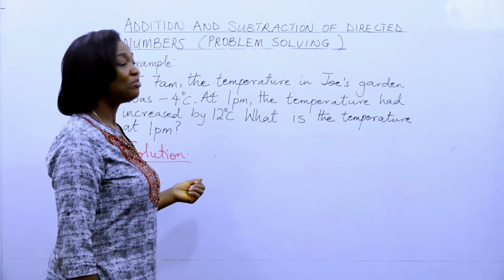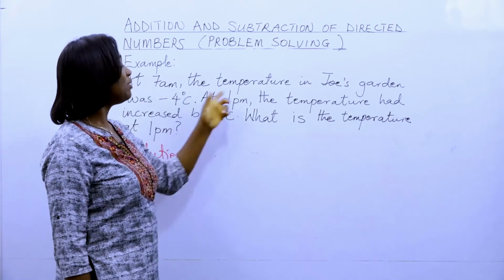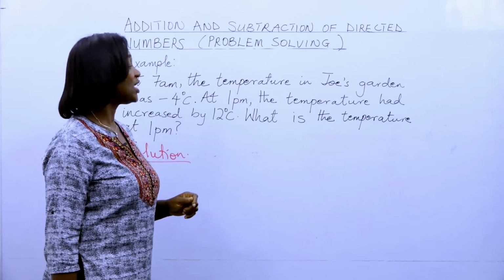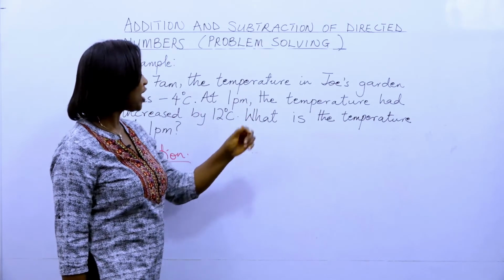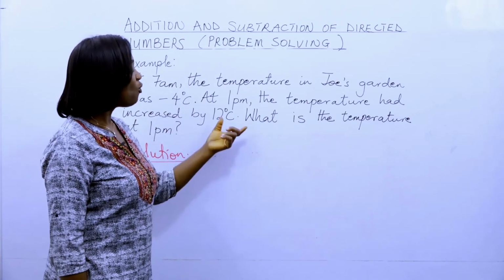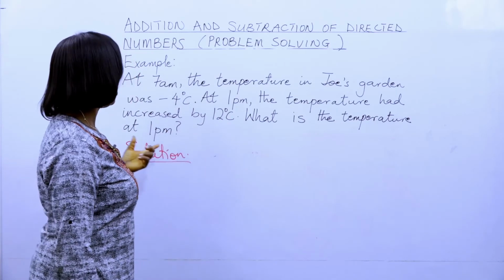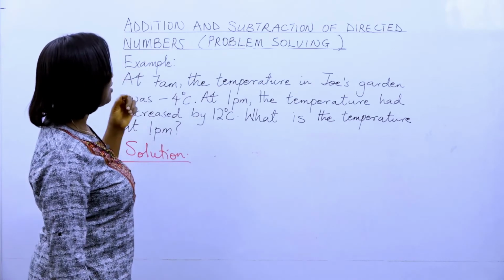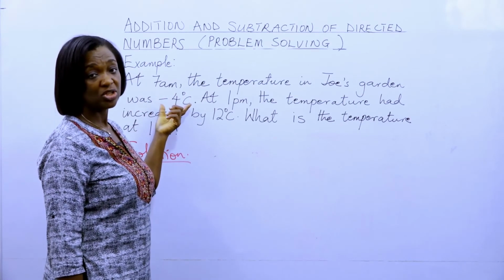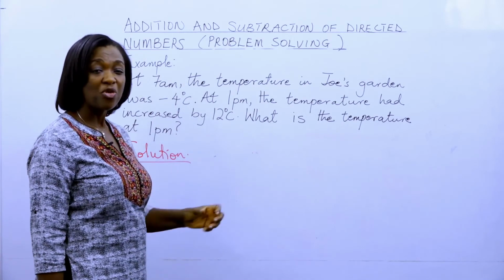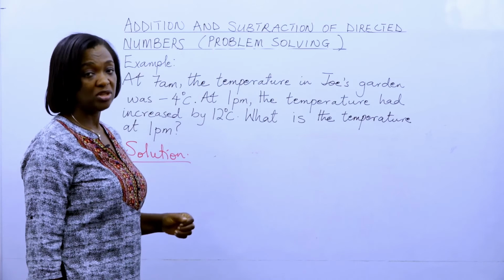Let's look at this example. At 7 a.m., the temperature in Joe's garden was minus 4 degrees Celsius. At 1 p.m., the temperature had increased by 12 degrees Celsius. What is the new temperature at 1 p.m.? So that means that by 7 a.m. it was minus 4 degrees Celsius, and by 1 p.m. it had increased by 12 degrees Celsius.